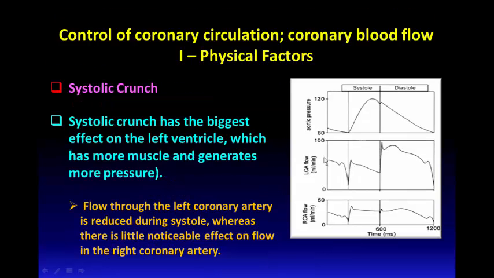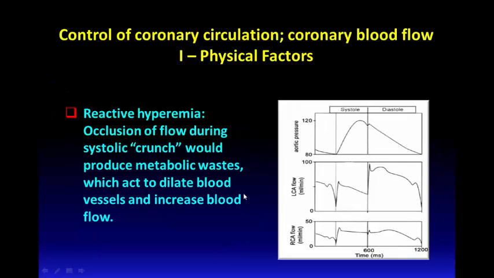This figure also demonstrates that systolic crunch has the biggest effect on the left ventricle, which has more muscle and generates more pressure. Flow through the left coronary artery is much reduced during systole, whereas there is little noticeable effect on flow through the right coronary artery.